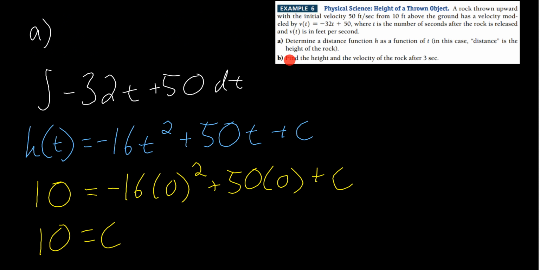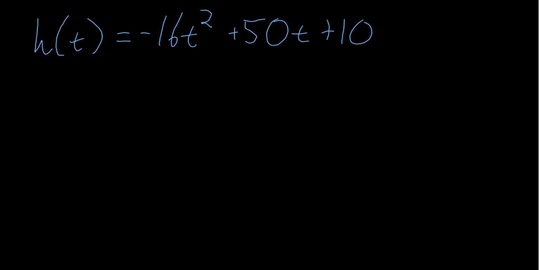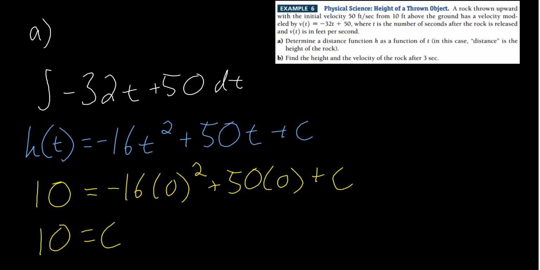And then B: find the height and velocity of the rock after 3 seconds. Well, B is pretty darn simple. Let's go ahead and denote B here, and just do the easiest one.